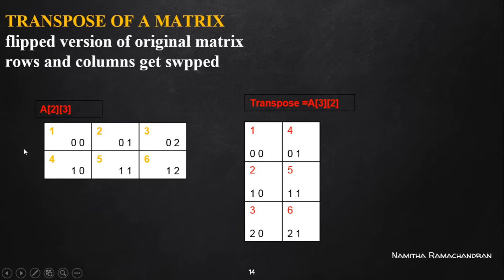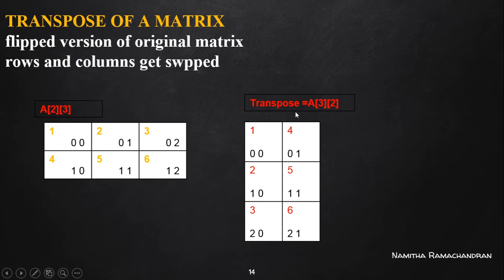So consider this example. Here it is a matrix A with number of rows equal to 2 and number of columns equal to 3. The values stored in this matrix are 1, 2, 3, 4, 5 and 6. After finding the transpose, what do we get? The flipped version of the original matrix. That means we need to interchange the rows and columns.